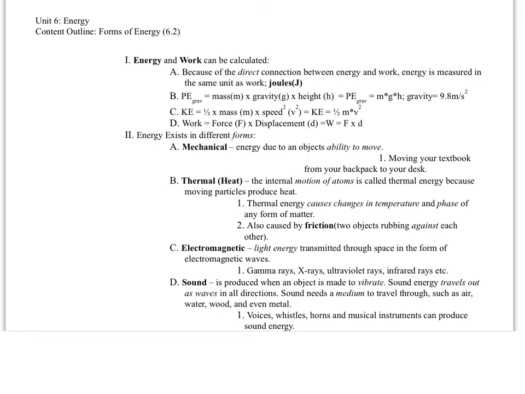So first off, we want to look at energy and work. Energy and work can be calculated. We can find out how much energy something possesses by using the equation for potential energy. Gravitational potential energy is mgh, where g is always 9.8. Kinetic energy is 1/2 the mass, m, times the speed squared, and the speed is always represented with the letter v. So here's our equation.